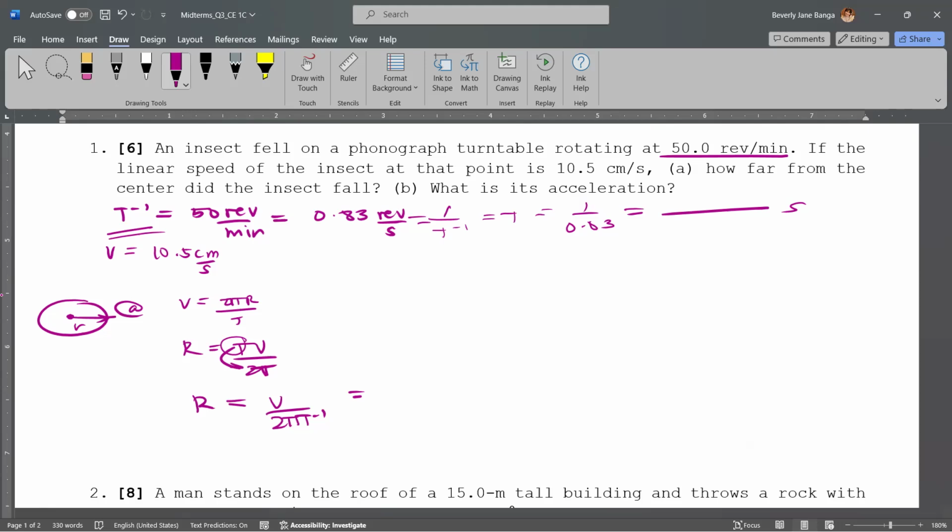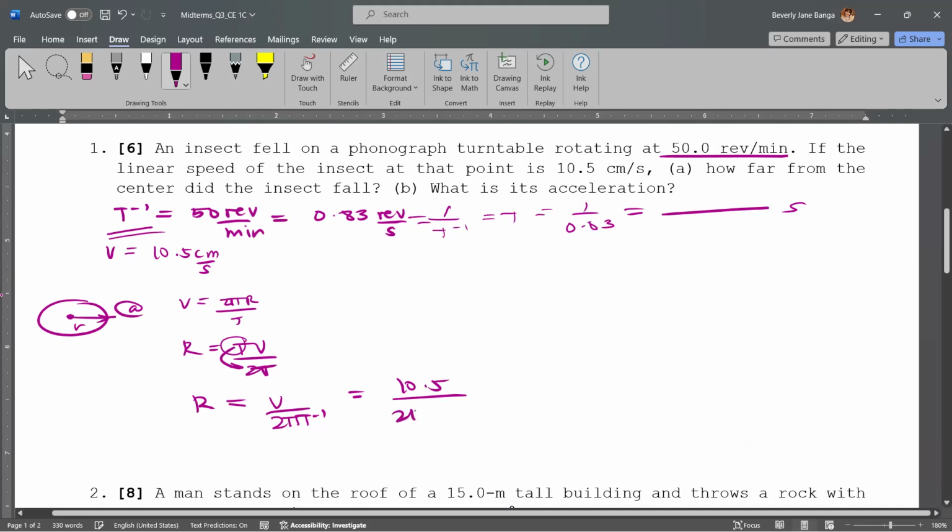So, anyway, going back. We plug in V is 10.5 over 2 pi times 0.83. So, this should give me 2.005 cm or 2.01 times 10 raised to 0 cm.